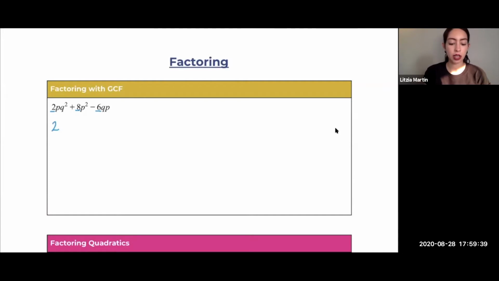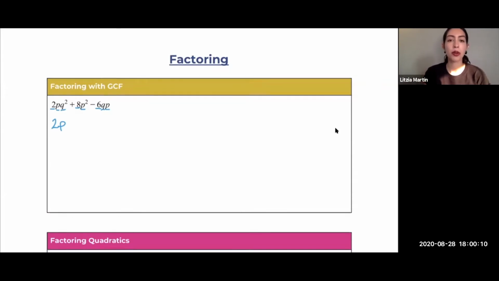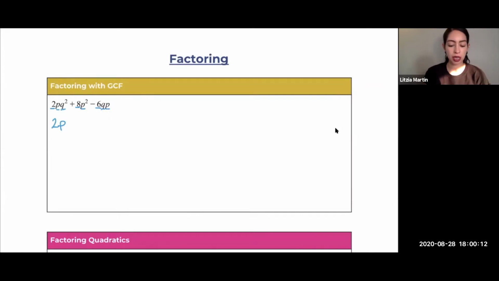Now let's look at the variables. I see the variable p. There's a p here, a p there, and a p there. So all of these terms have a p in common, so I know that I can factor out a p. I also see the variable q, and I have 1 here and 1 there, but since I don't have it in all of the terms, then it's not a common factor. So I'm not going to be able to factor it out. It's going to be left in the factor. So the only thing they have in common is the 2 and the p.